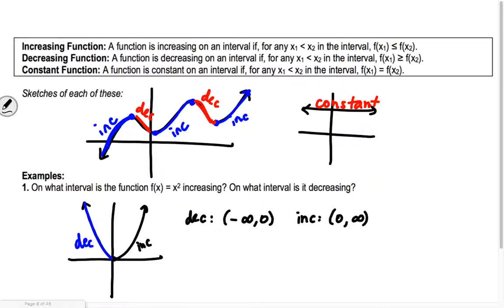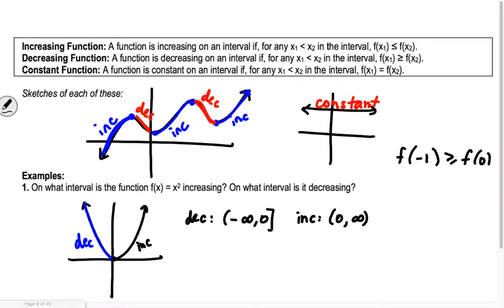Now at 0, it's kind of like not increasing or decreasing. It's actually included in both of those intervals. So when I say decreasing, by definition, we would do a bracket, because look at our decreasing function. It says for any x1 which is smaller than x2, f of x1 is greater than f of x2. At negative 1 for simplicity, is f of (-1) greater than or equal to f of 0?